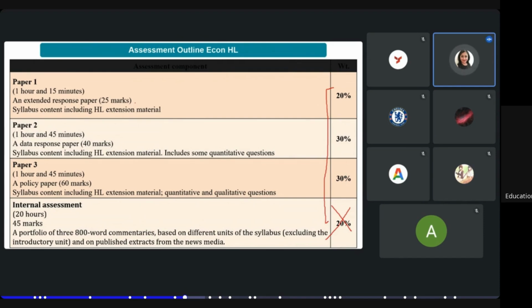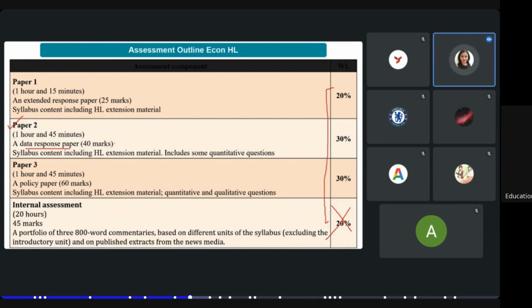The main challenge for HL students remains in paper 3. Paper 2 is fairly simple. We've had a lot of time to practice with our teachers in school. It's again a 1 hour 45-minute paper. Again, a data response paper for HLs. Again, 40 marks. The same thing. You get 2 case studies, you pick one and you write this.